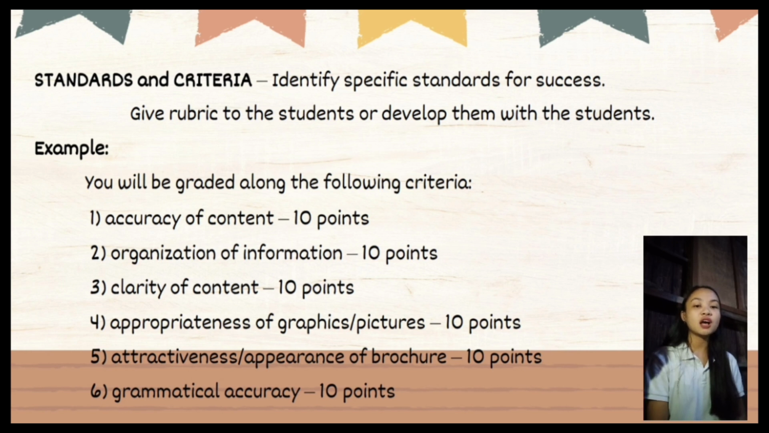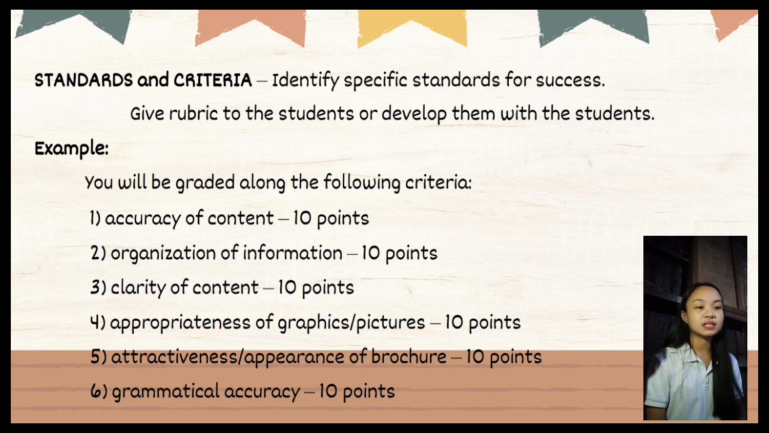First is the accuracy of content, 10 points. Organization of information, 10 points. Clarity of content, 10 points. Appropriateness of graphics and pictures, 10 points. So as we all know, when making a brochure, it is more aesthetic if the brochure has graphics and pictures. In consideration, of course, of your target audience, which are the elementary students, it is more pleasing to the eye of the students if it has graphics and pictures.